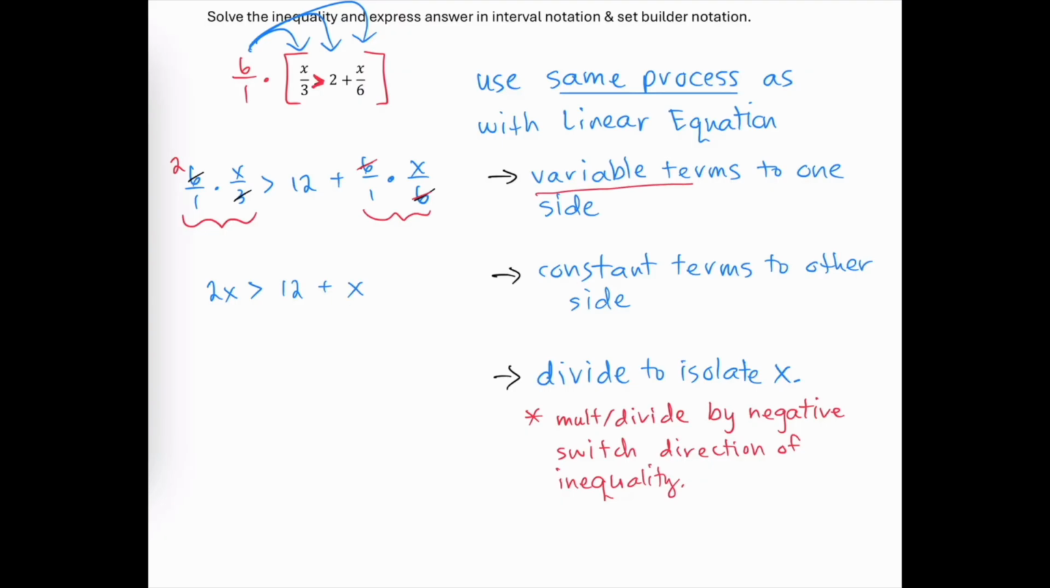So now it's time to get the variable terms to one side. Let's subtract x from both sides so that we end up with 2x minus x, which is just x on the left, is greater than 12. And as a matter of fact, we are now done with the isolating x part.